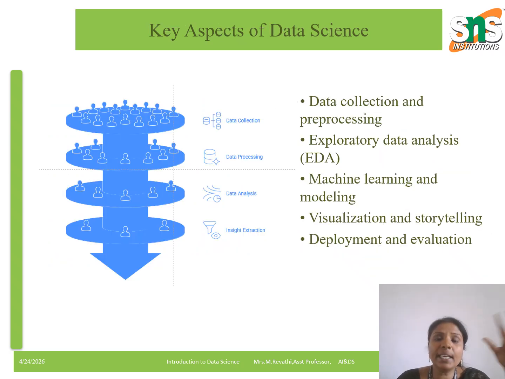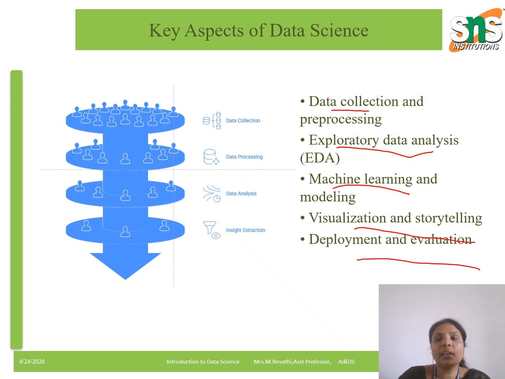So what are the key aspects of data science? In data science, we use data collection, exploratory data analysis, machine learning and modeling, visualization and storytelling, and deployment and evaluation. Data collection is the pre-processing stage, where we gather raw data from various sources and clean it, removing errors, duplicates or missing values to make it ready for analysis.